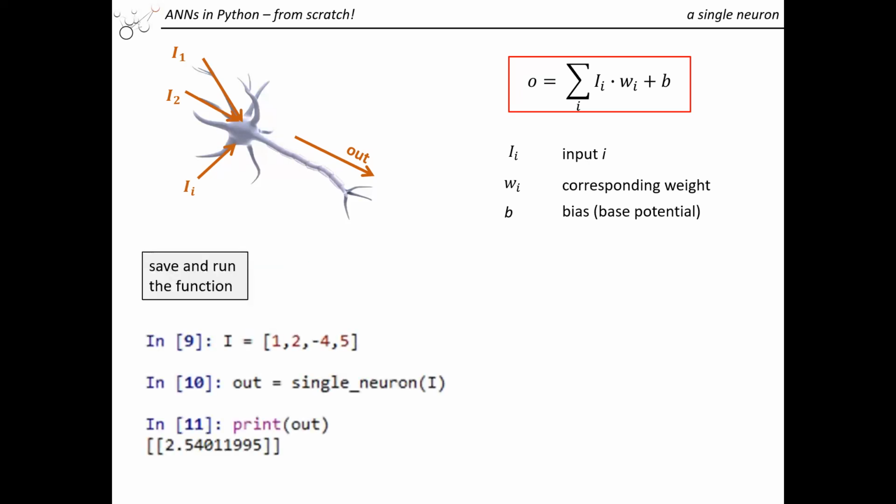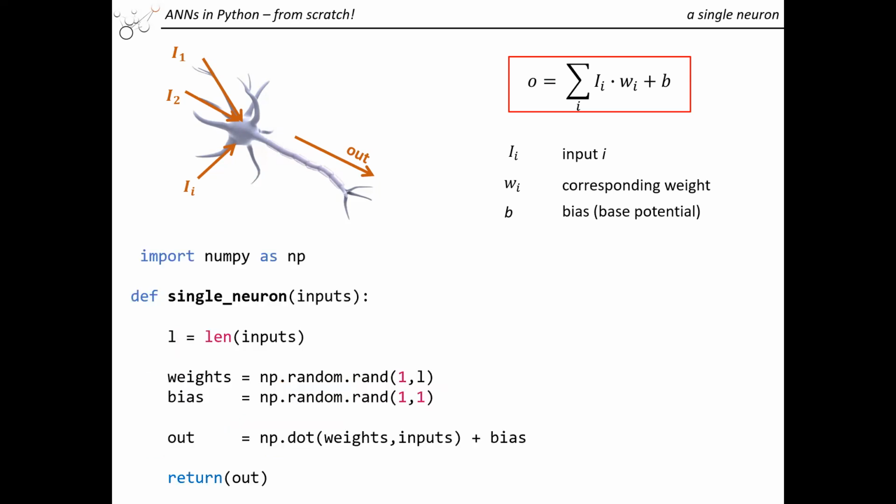We have an input vector. We feed this input vector into our function that's called single neuron, and it creates an output. So it's just one number. So that's our code, and it's pretty simple. And we have a single neuron.